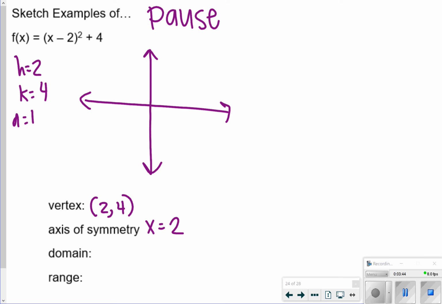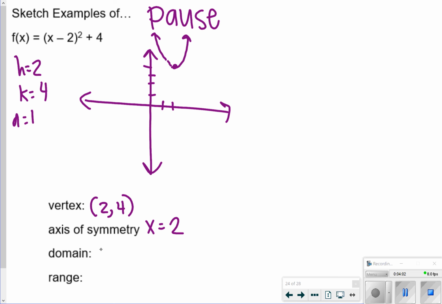I'm going to go and sketch this graph. So (2, 4) means I went to the right 2, and then up 4. So there would be my vertex, and my axis of symmetry is on that x = 2. So it's just a normal U-shaped graph.